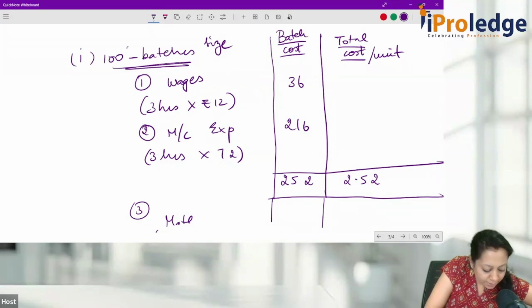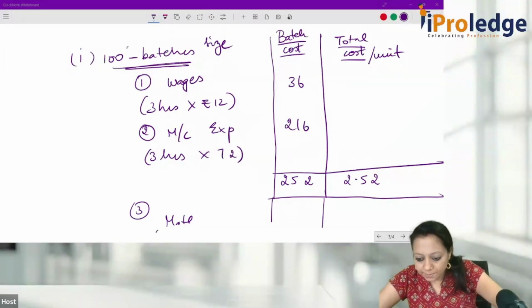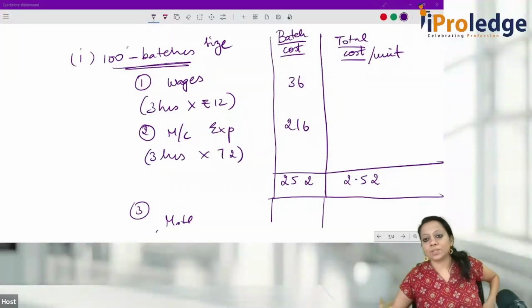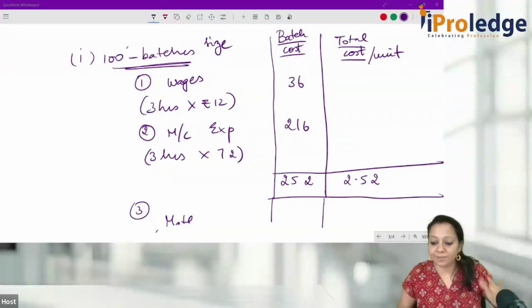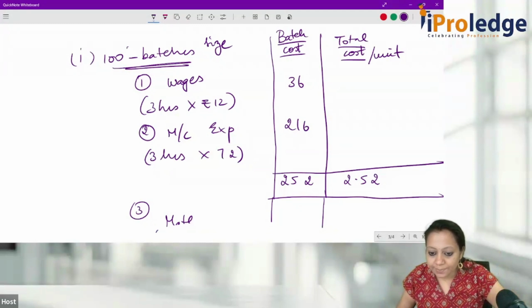So 72, 62 is what I remember, but it may be a CA problem also. Just give me 1 minute, I'll just check it. Probably I remembered it differently. I had a strong feeling it was 62. It is correct, 72. Okay.